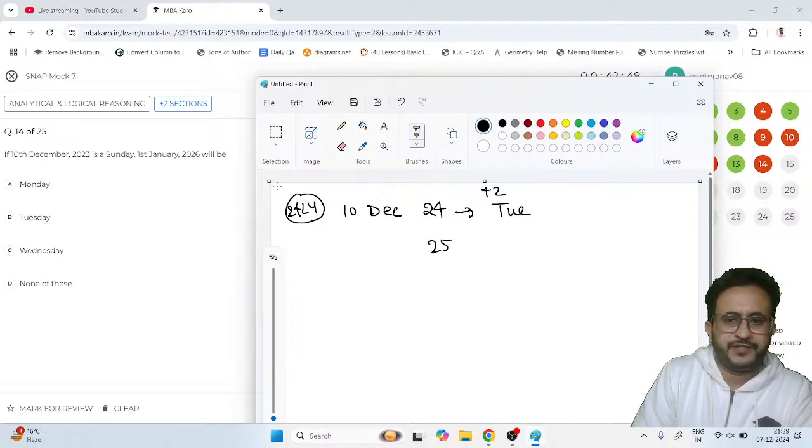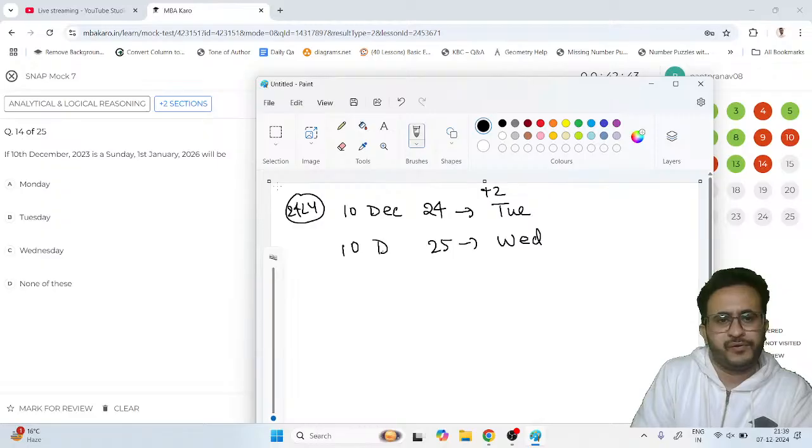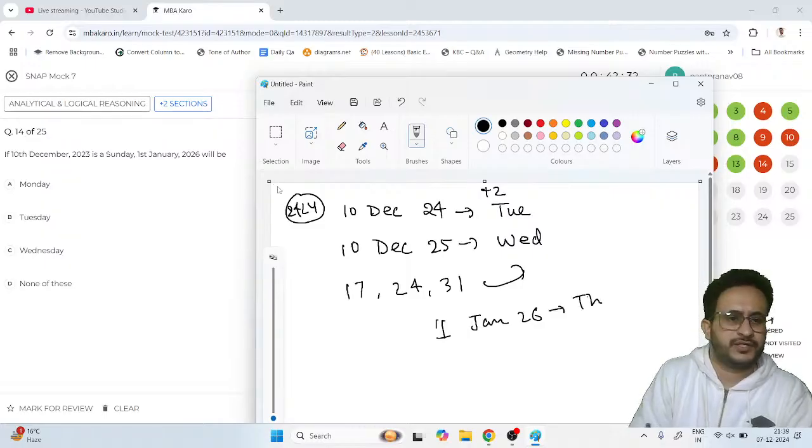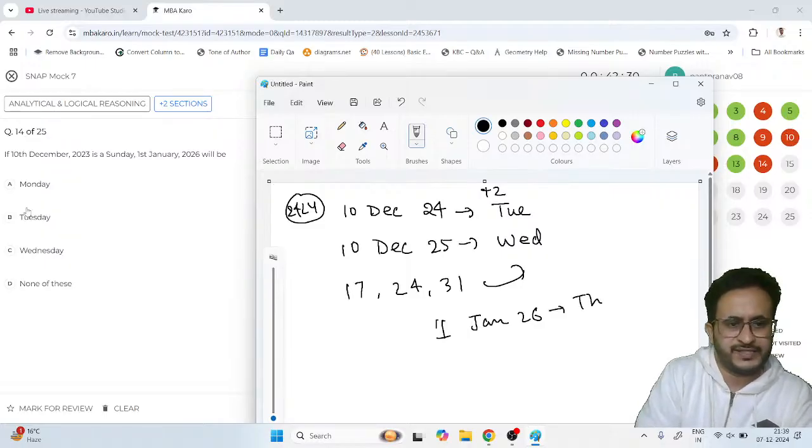On 25 it will be Wednesday. Okay, 10 December 25. Then we have 17, 24, 31. 31 December will also be Wednesday. So 1st Jan 26 is going to be a Thursday. So it is going to be Thursday. None of these has the answer.